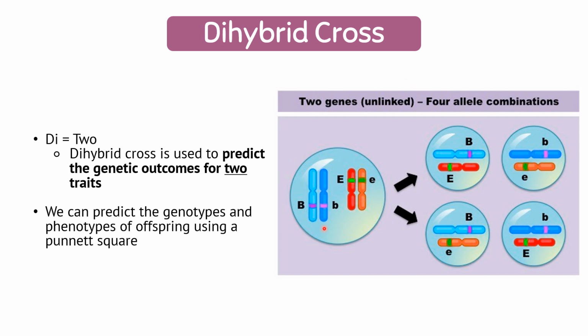As you can see on the right hand side over here, we've got two genes. So over here, capital B, lowercase b, and then capital E, lowercase e. Because we're looking at two traits, we can have all these different options. And so I'm going to go through a dihybrid cross. It's a little bit more complex, but we will get there.